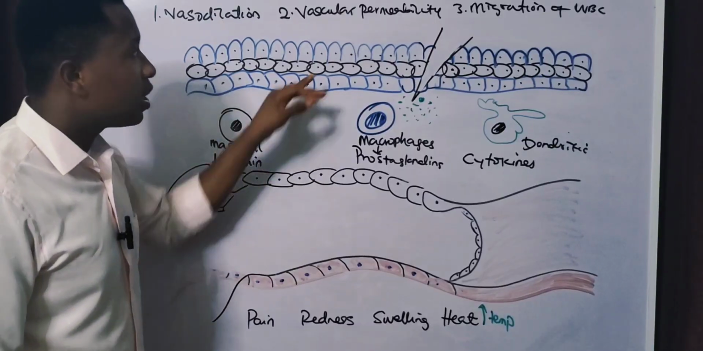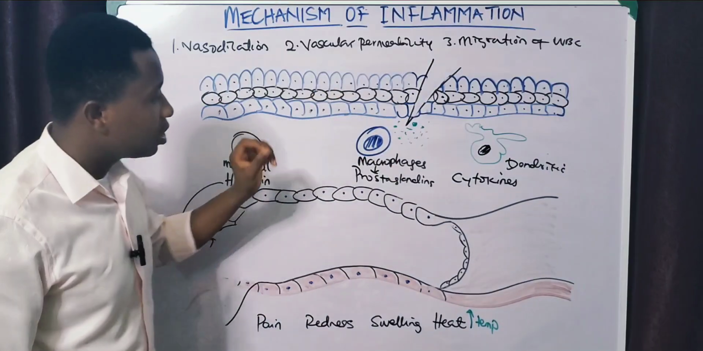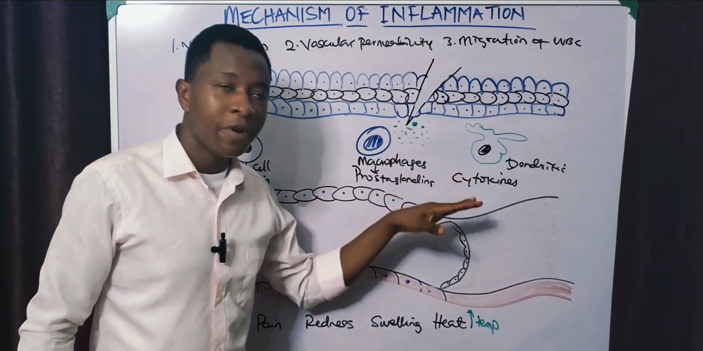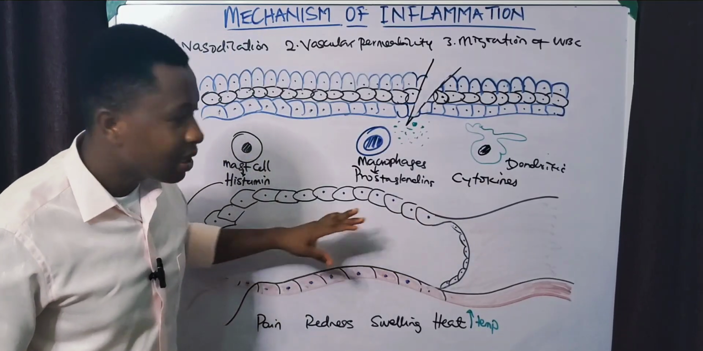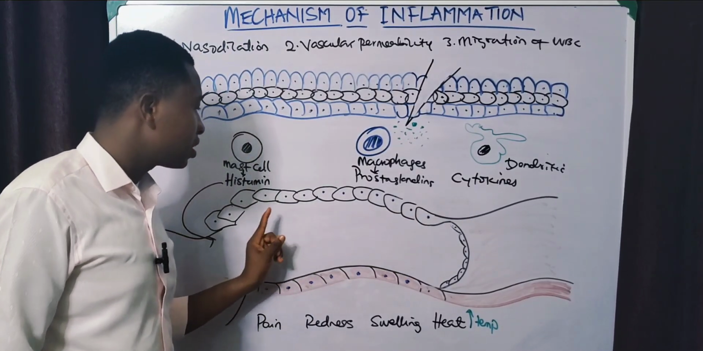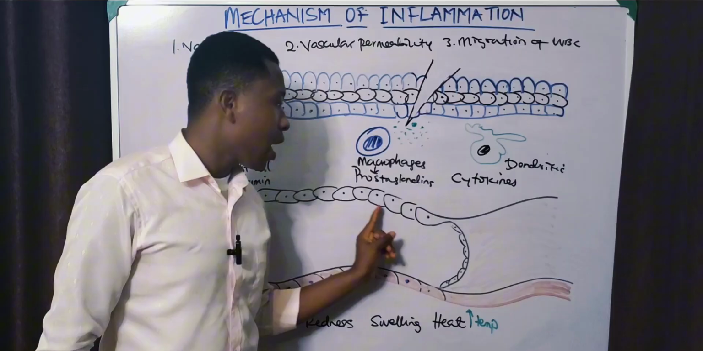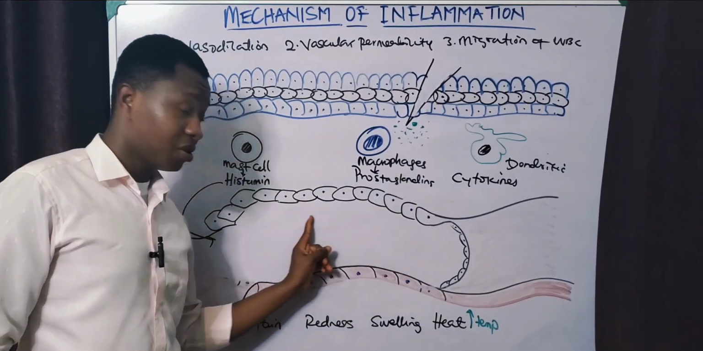The next stage is the vascular permeability. Now, how does this happen? The prostaglandins and every other cytokine enter into the bloodstream and begin to act on the cells of the epithelium of the blood vessel, right?